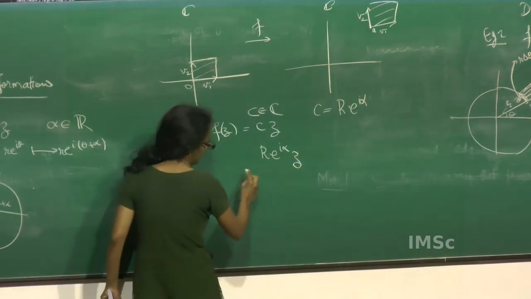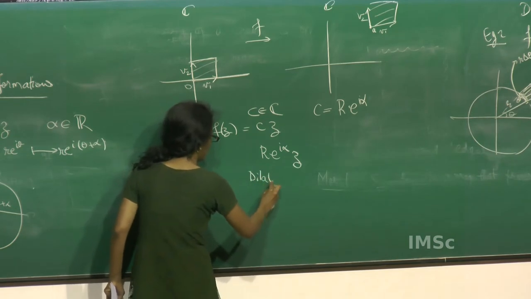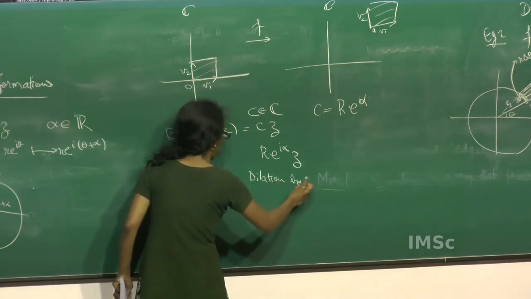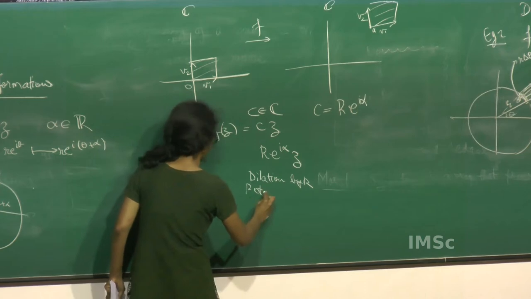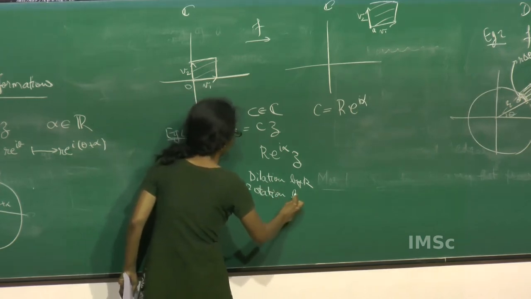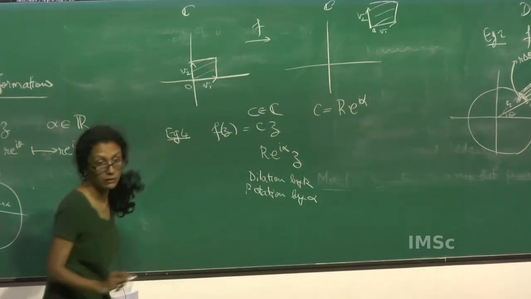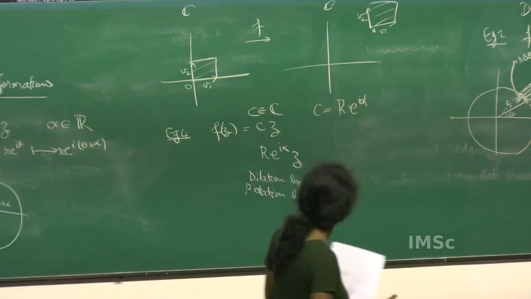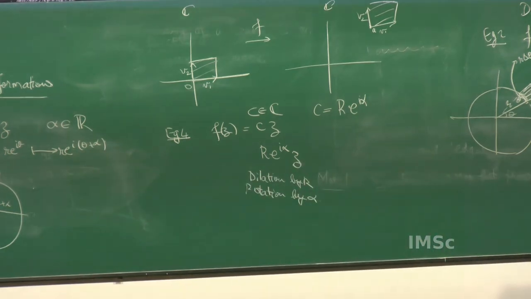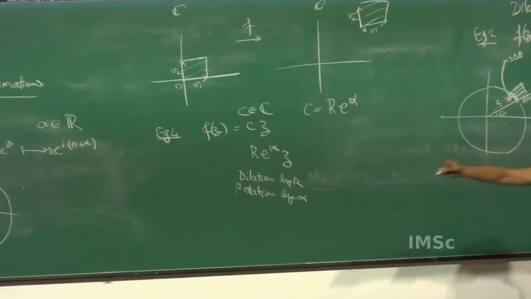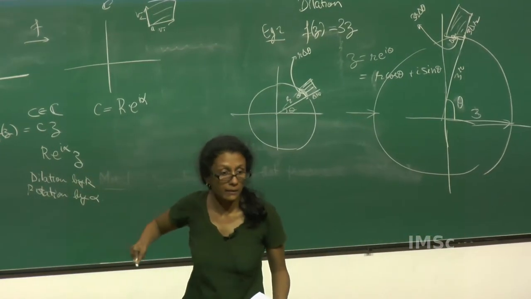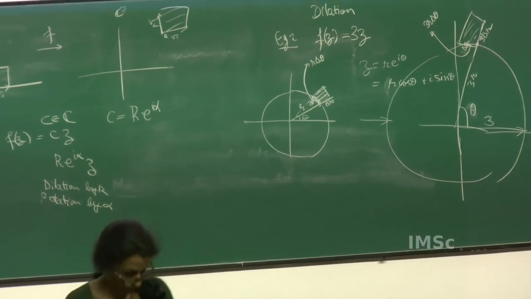So this is just dilation by r and rotation by alpha. So it's just a combination of what we have already done. Okay, that's easy. Since all these have this property that they take squares to squares, this one also has the same property. Squares are mapped to squares.